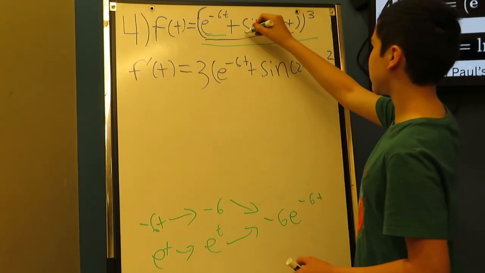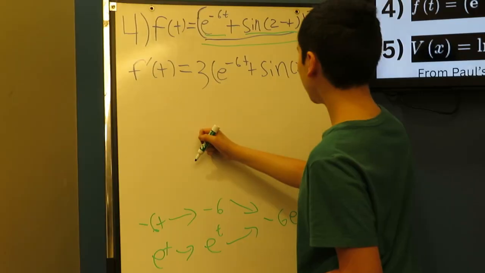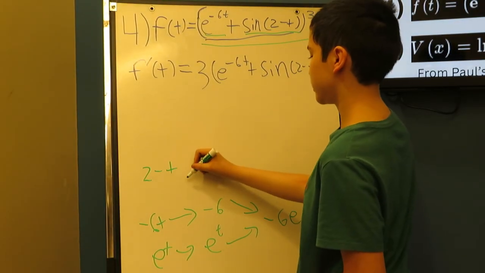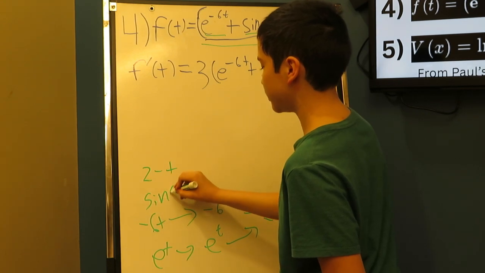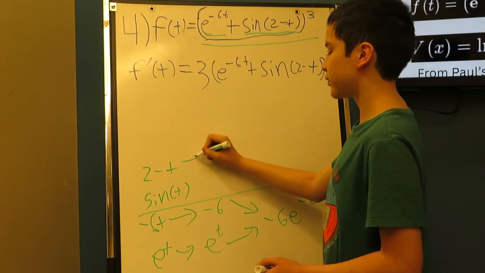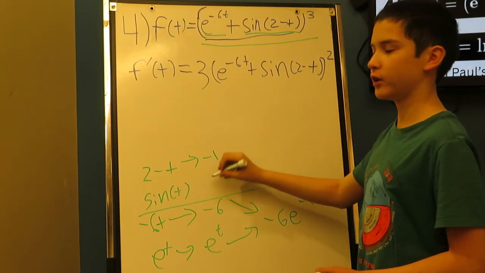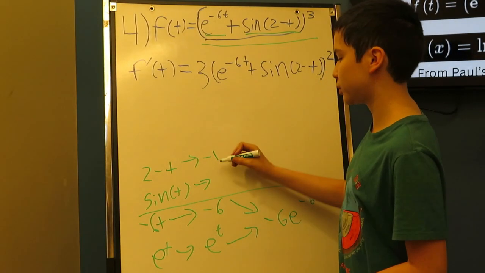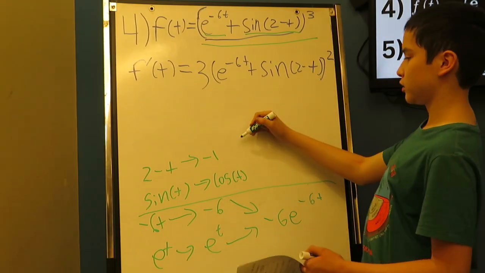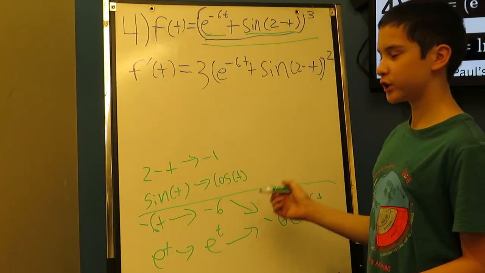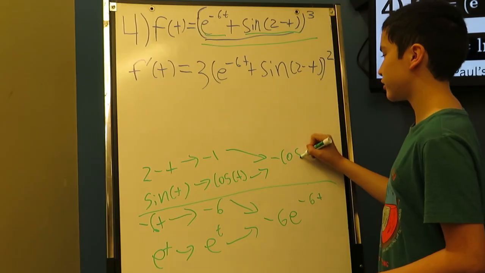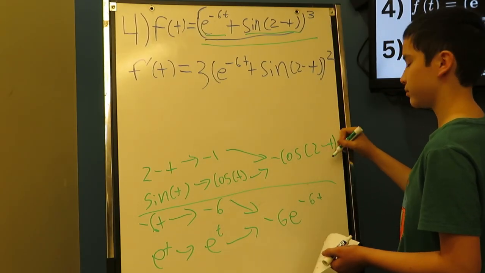Now, we're going to look at this part. We have an inner expression of 2 minus t and an outer expression of sine of t. We take the derivative of this one, we get negative 1, and the derivative of this one would be cosine of t by the trig differentiation rules. So now once we input everything into the chain rule, we would get negative cosine of 2 minus t.